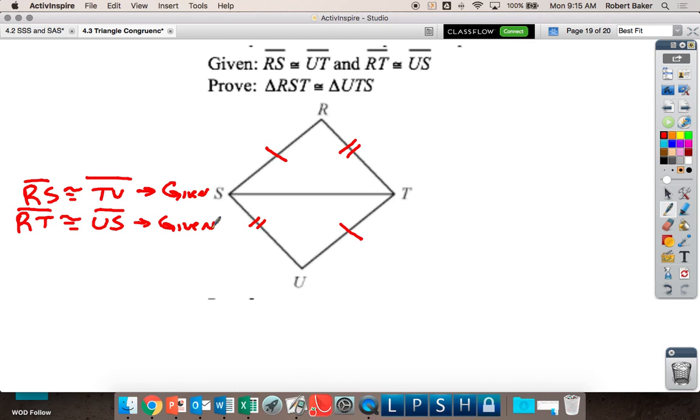What else can I justify or see in that problem? The same side, right? So we're talking about this one right here. ST is the same as ST. Y'all remember that fancy word? Remember we played this game last time? It was like Hangman. We'll play it again. Reflexive property.